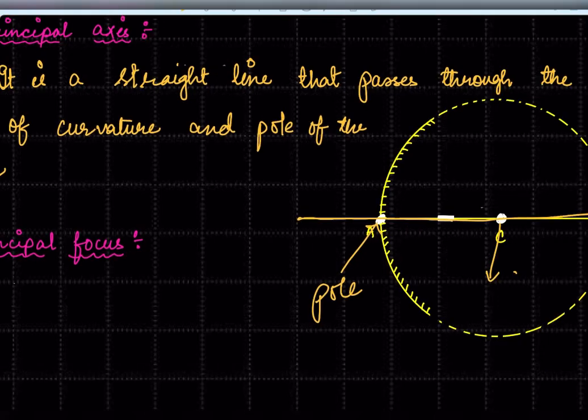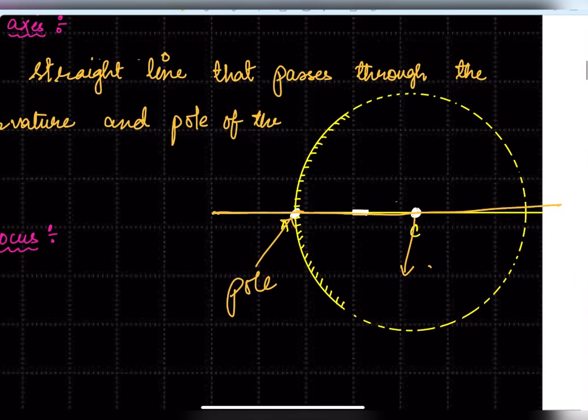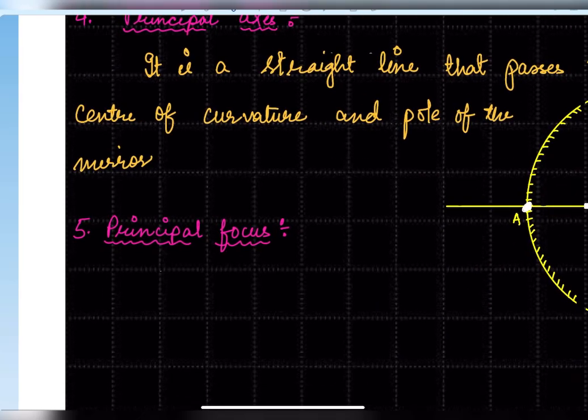Are you getting my point? You take a straight line and make it pass through the pole and the center of curvature. Both these two points must be touched by this line, and this line is called the principal axis. I hope it is clear to you. Are you getting my point?